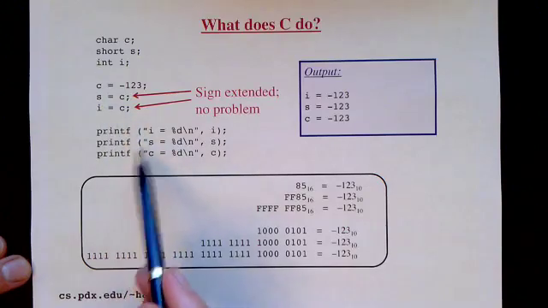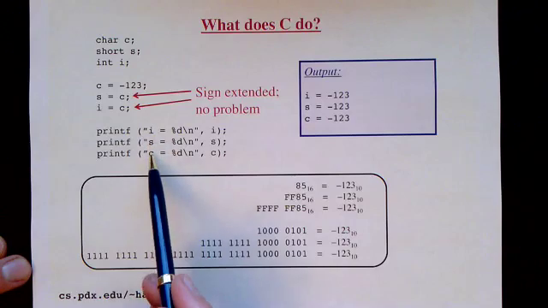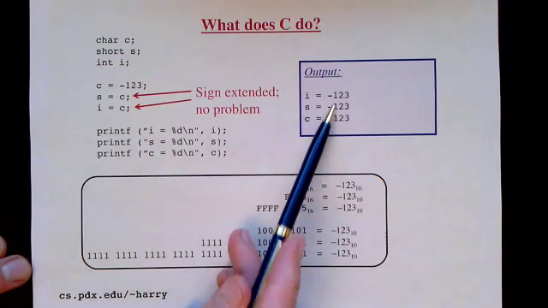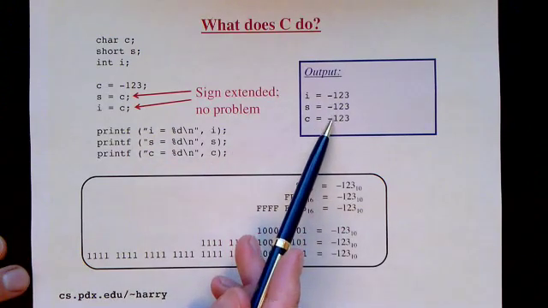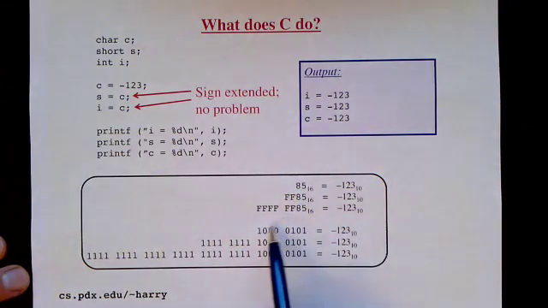Here's some print statements. We execute these print statements to print out the value of I, S, and C. And here's our output. We find that the number is still the same. If you want to know what's going on in binary, we can look at it down here. Here's the representation for minus 123 as a byte.